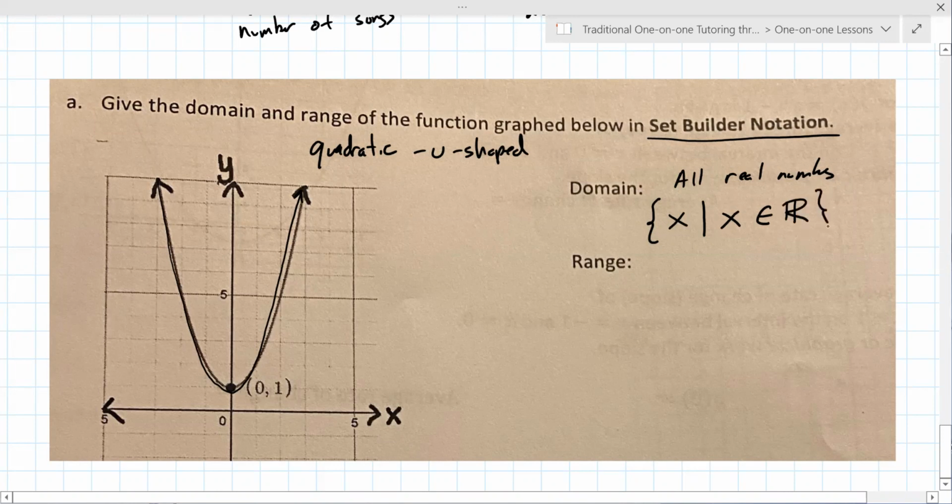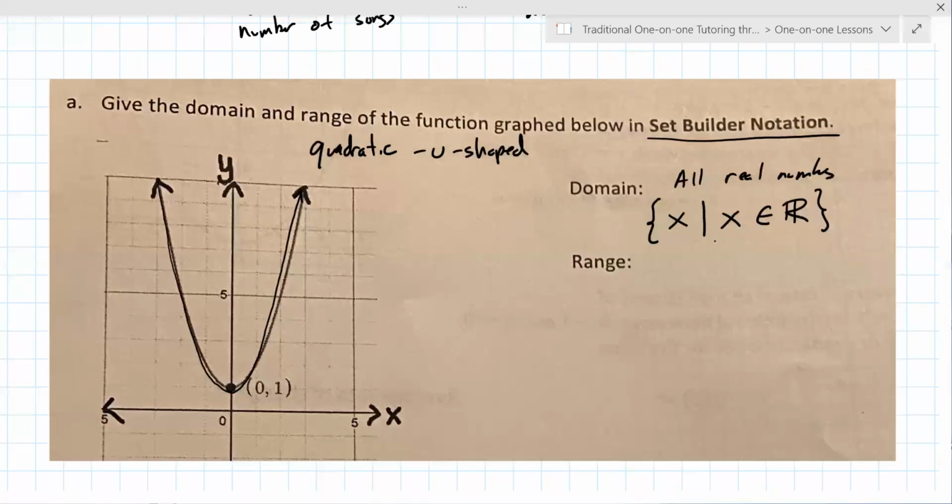And then you're done. There's no restrictions. We'll see that in the range. But you've got to get comfortable writing this. You don't always use set builder notation, that's just what we're doing right now. So you've got to do it.